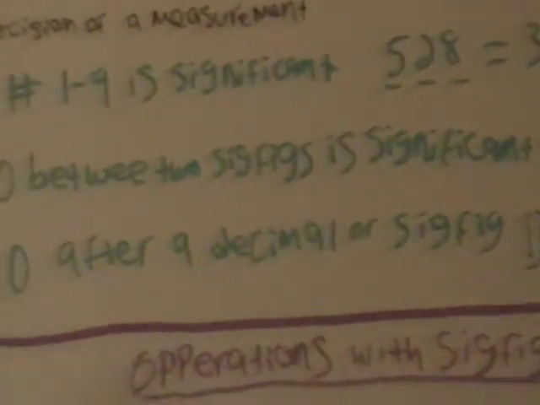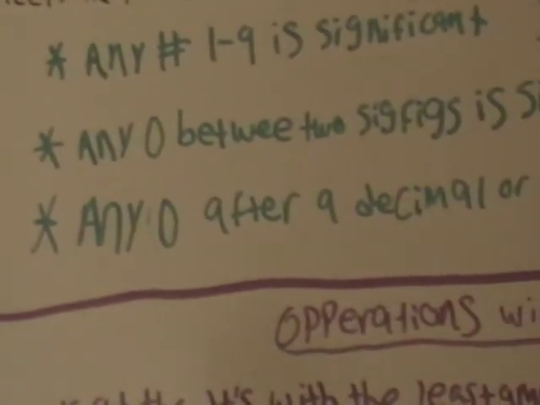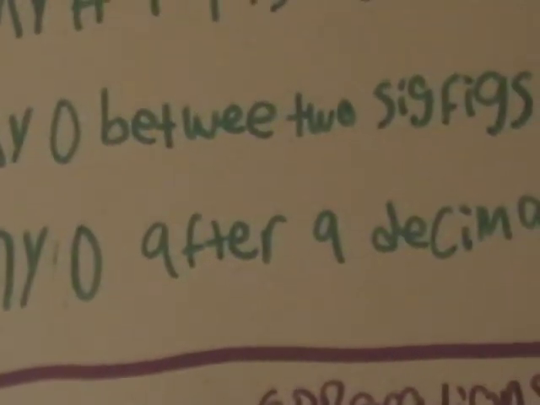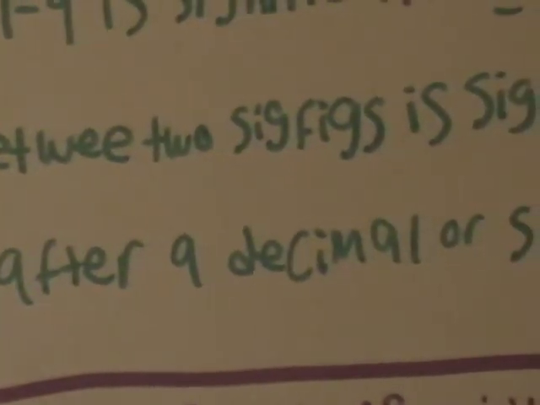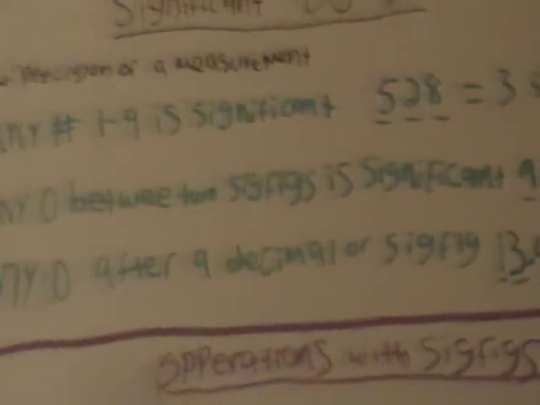Okay, the next rule is any zero between 2 sig figs is significant. So here we have 909. Those two 9s are significant, and there's a 0 in between them, so that means the 0 is significant. Therefore, we have 3 sig figs. Okay, that's 2 of the 3 rules.